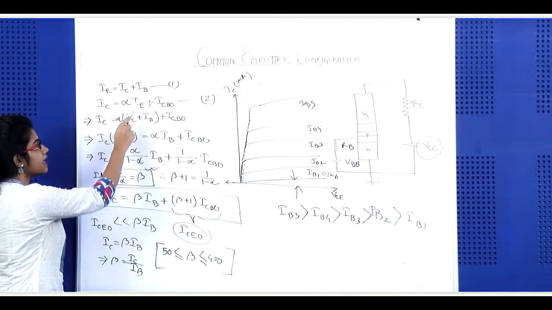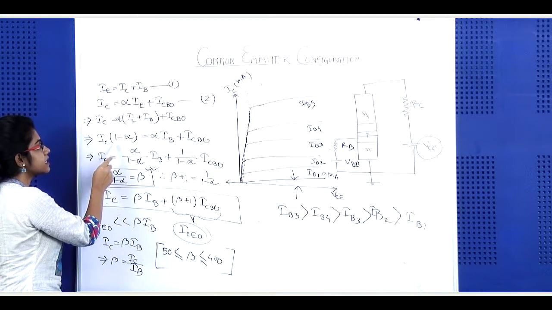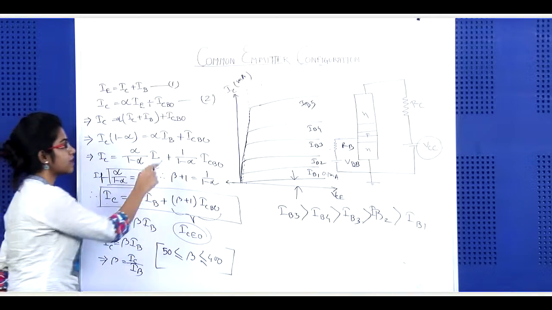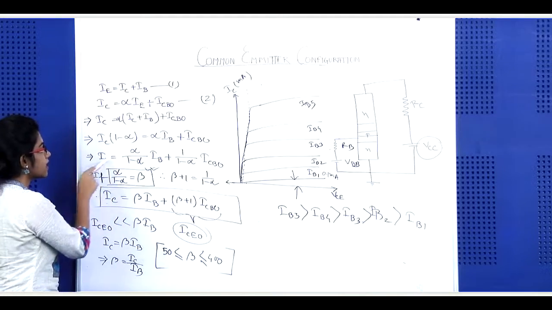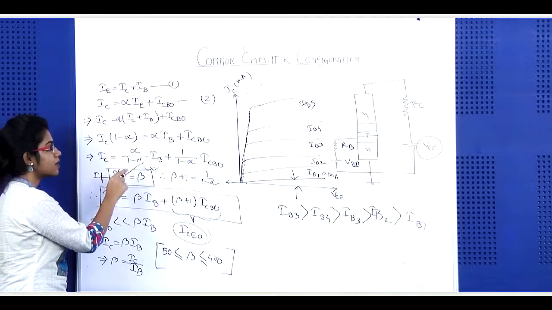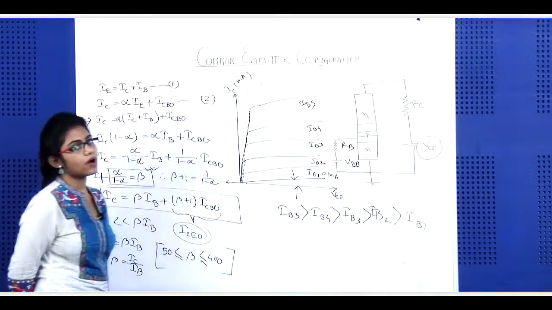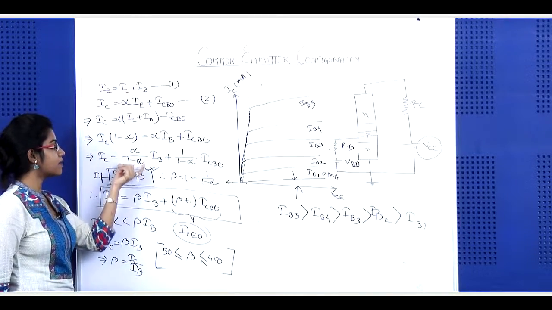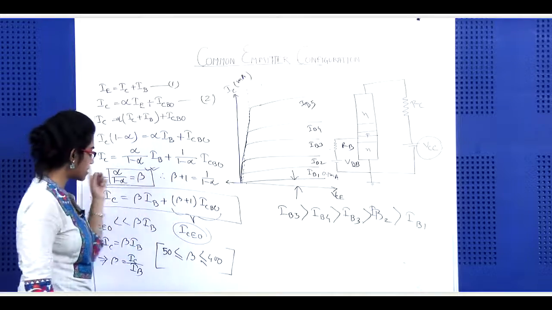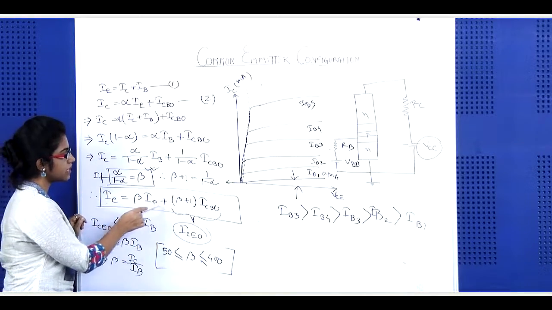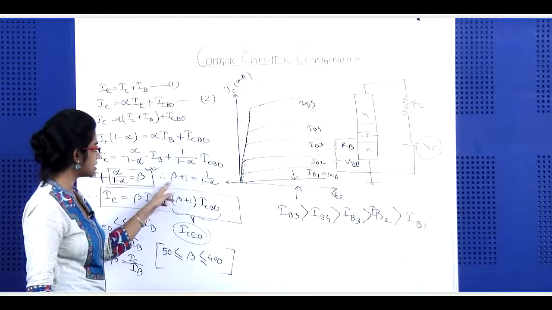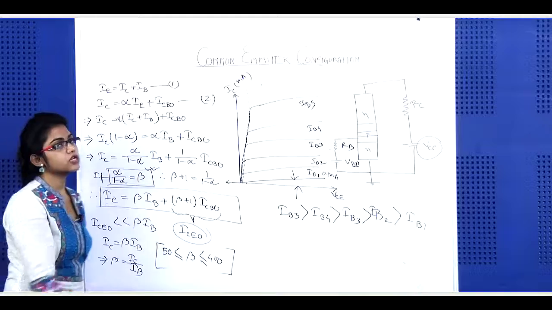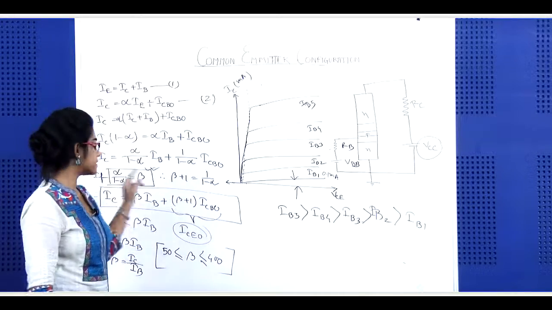So, if we replace IE by IC plus IB, then in the next line if we take common IC, then IC times 1 minus alpha is equal to alpha IB plus ICBO. In this way we get IC is equal to alpha by 1 minus alpha IB plus 1 by 1 minus alpha ICBO. Now, if we consider this term, that is alpha by 1 minus alpha, as beta, then we can conclude that IC is equal to beta IB plus beta plus 1 ICBO, because beta plus 1 is equal to 1 by 1 minus alpha. And this one is the important relationship between these two amplification factors, that is alpha and beta.